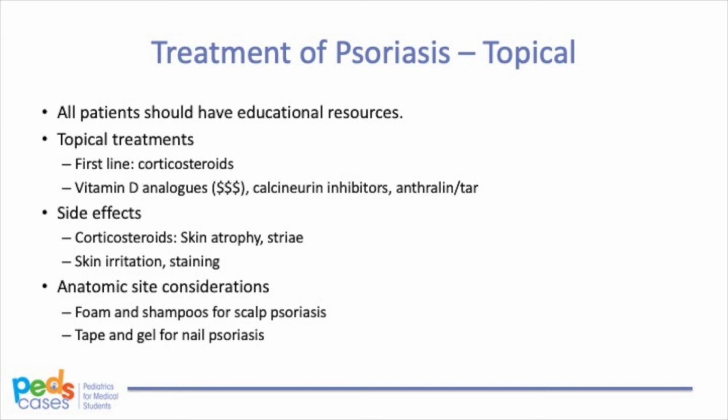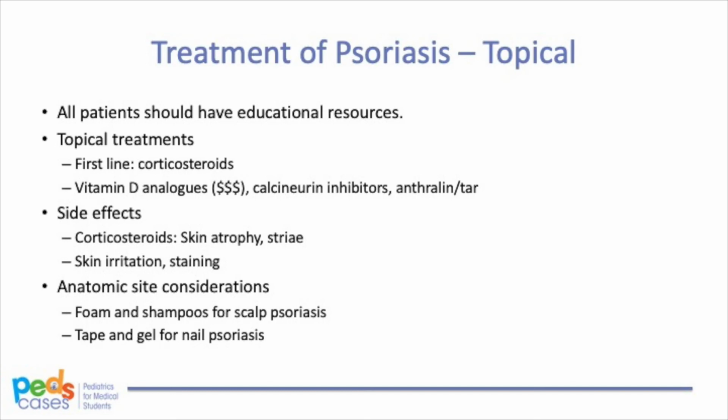Topical therapies include corticosteroids, vitamin D analogs, calcineurin inhibitors, and anthralin or tar preparations. These agents are used in milder forms of psoriasis, especially in chronic plaque type. Among topical options, corticosteroids are generally first-line and effective for limited psoriasis. For our patient Lucy, topical corticosteroids will be an appropriate treatment to start.